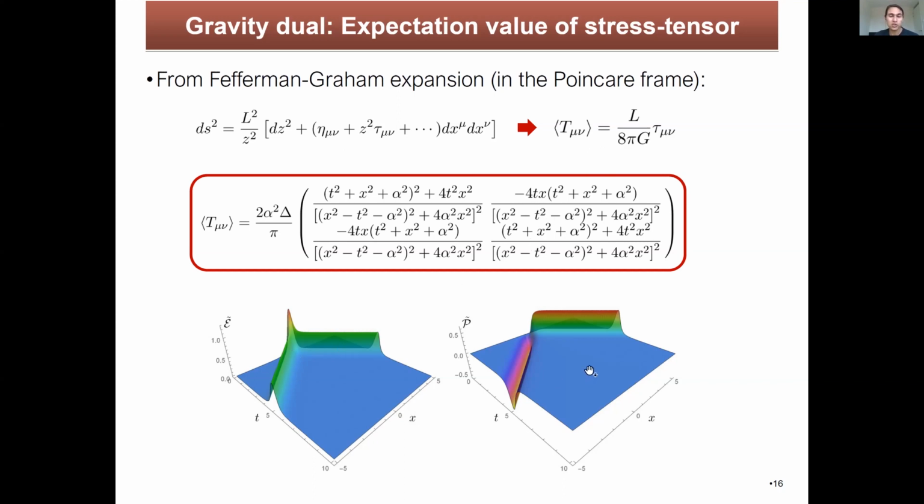These are some plots of the energy density, and this P is the momentum density, that is the off-diagonal term. You can explicitly check that this satisfies all the properties that you want, like it is conserved and the trace is 0. Okay. Any questions so far?